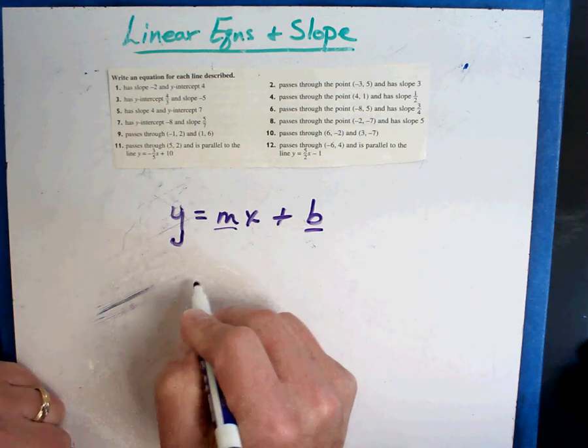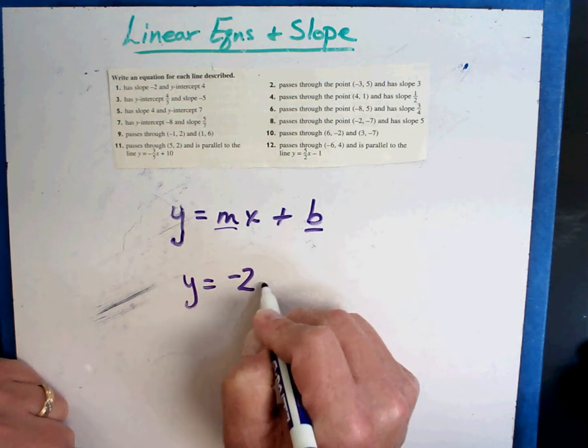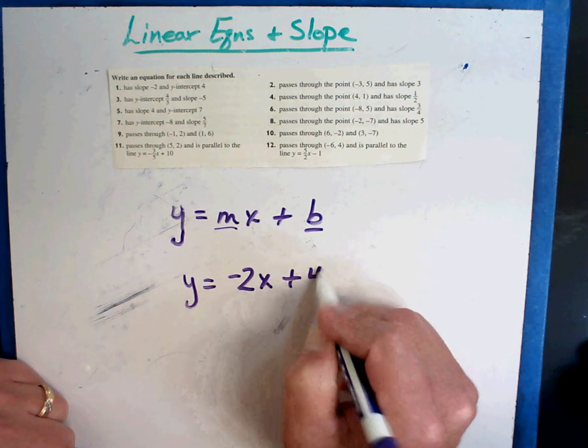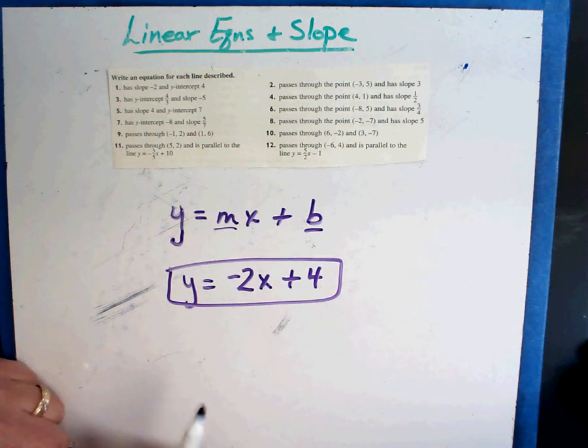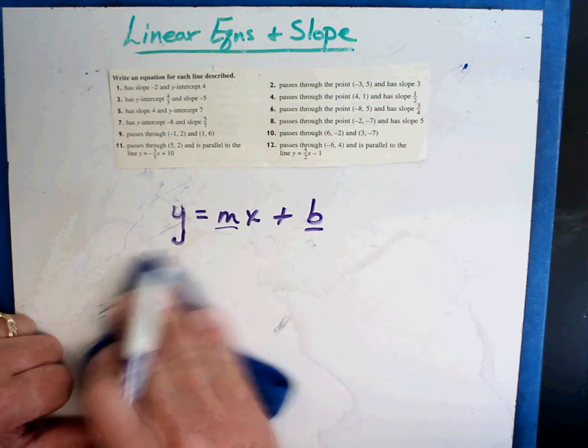On number 1, has a slope of minus 2. So y equals, if the slope is minus 2, that goes with x, and the y-intercept is 4, and that's a positive 4, well, there's my equation. That one's very simple. I just plug in the values where I know they go. So that's the answer to question number 1. Plugging the values in.